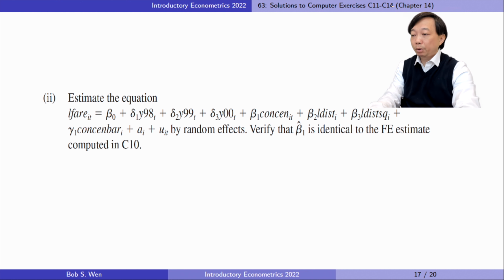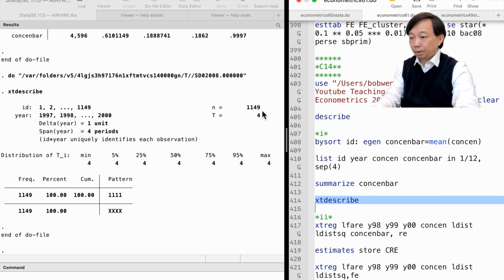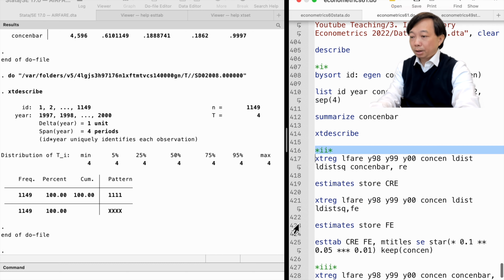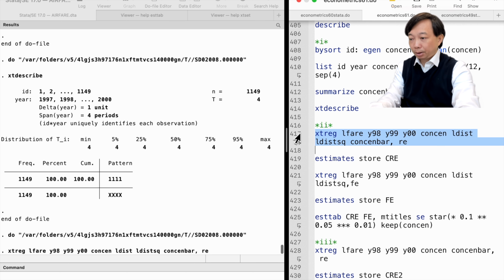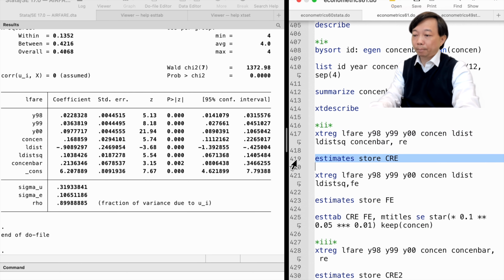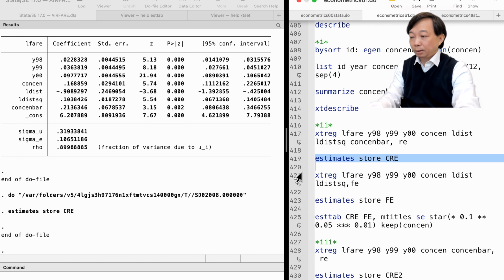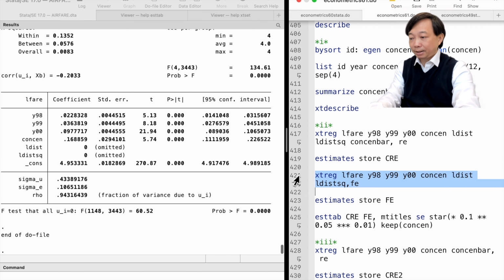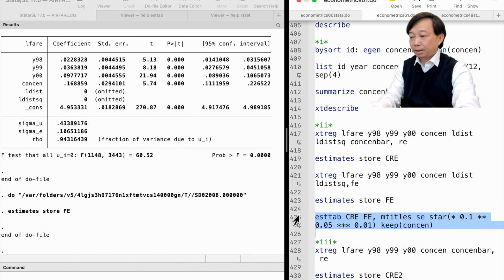In Part 2, we will estimate the equation by random effects. It is a correlated random effects model. Verify that beta 1 hat is identical to the fixed effects estimate computed in computer exercise 10. Concentration is the time varying explanatory variable, so we include its time average in the correlated random effects model. We find that the beta 1 hat for the concentration variable is identical to the fixed effects estimate.